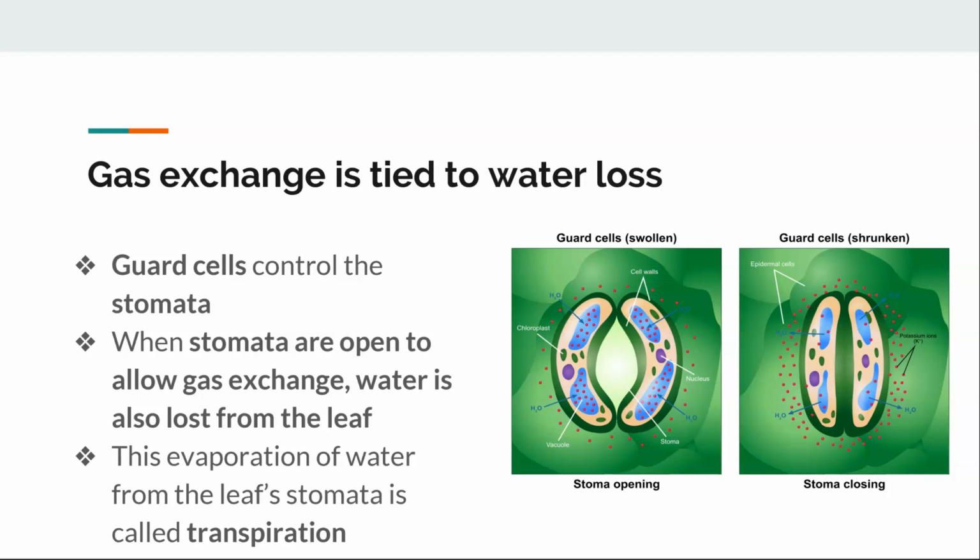Now we know that guard cells control the opening and closing of the stomata. When the guard cells are open, that's when gas exchanges occur, but also that's when water escapes. The evaporation of water from the leaf stomata is called transpiration, and it's also a key factor in the transport of water throughout the plant.